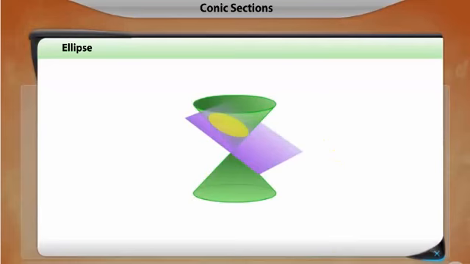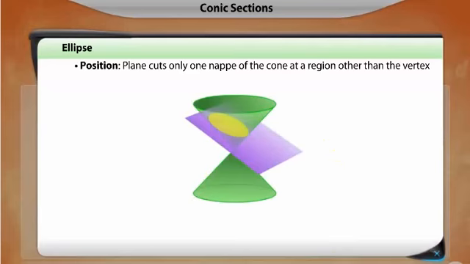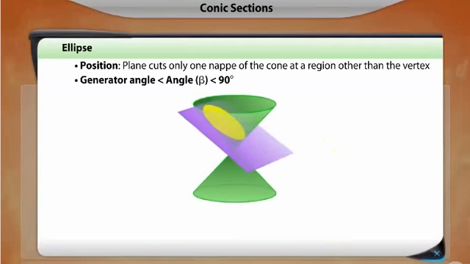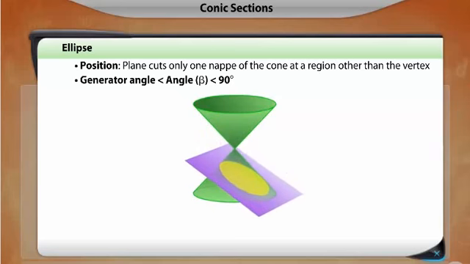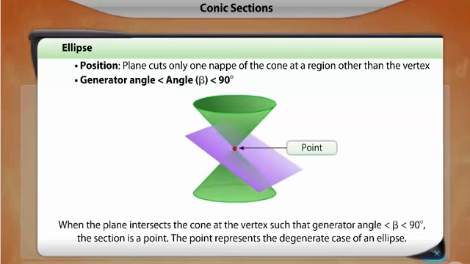An ellipse is formed when the plane cuts only one nap of the cone at an angle whose value is in between the generator angle and 90 degrees. It can be seen that as long as angle beta satisfies the given condition, an ellipse is formed at all positions of the plane. However, when the plane cuts the cone at the vertex for the given range of beta, the section results in a point as shown. This is known as the degenerate case of an ellipse.